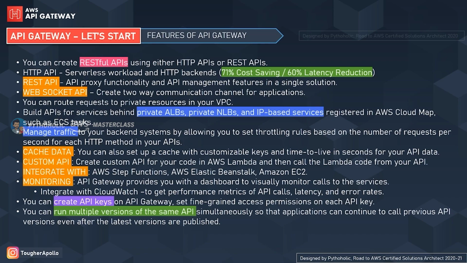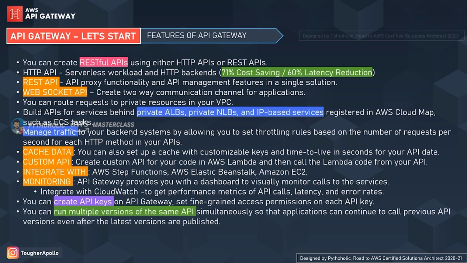And you can create custom APIs for your code in AWS Lambda and then call the Lambda code for your API. Let's suppose you want a certain custom URL, or you want to create a custom URL for your region, then you can do that as well. And you can also integrate API gateways with AWS Step Functions, AWS Elastic Beanstalk, and Amazon EC2. And with CloudWatch integration, API Gateway provides you with a dashboard to monitor calls to the services, and you can get real-time data about the performance metrics of the API calls, latency and error rates.